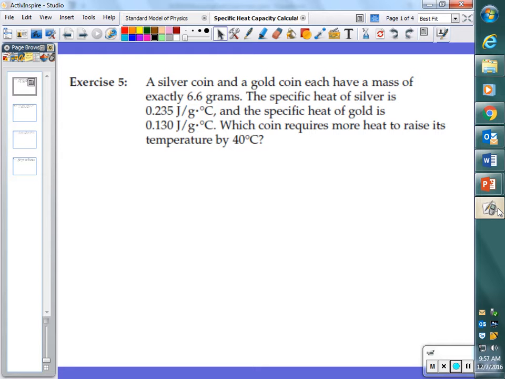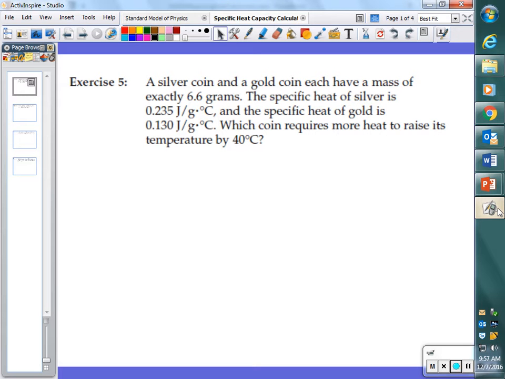So let's even answer this question without doing any calculations. Jack? Silver. All right? Jack says silver. Okay? Jack is right. Let's talk about why Jack's right. Why is Jack right that silver is going to require more heat? It has a higher specific heat. All right? Things that have higher specific heats are what? More resistant to temperature changes. It's actually a really good way to word it, right?